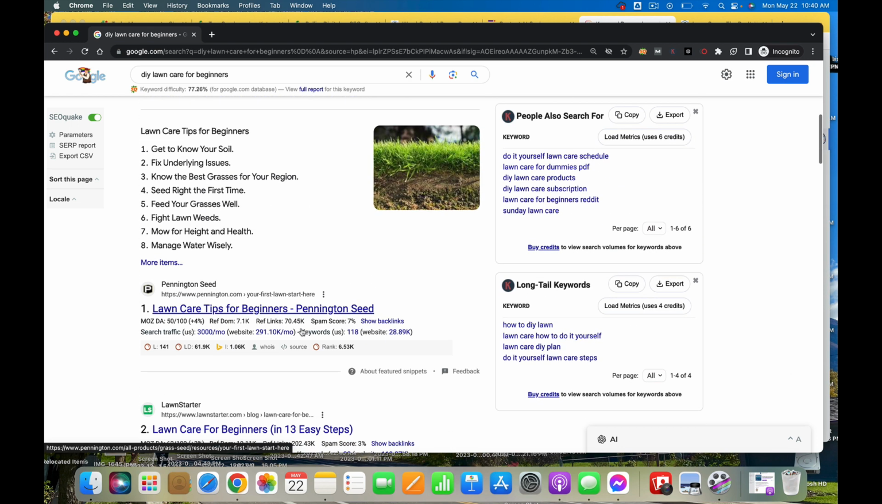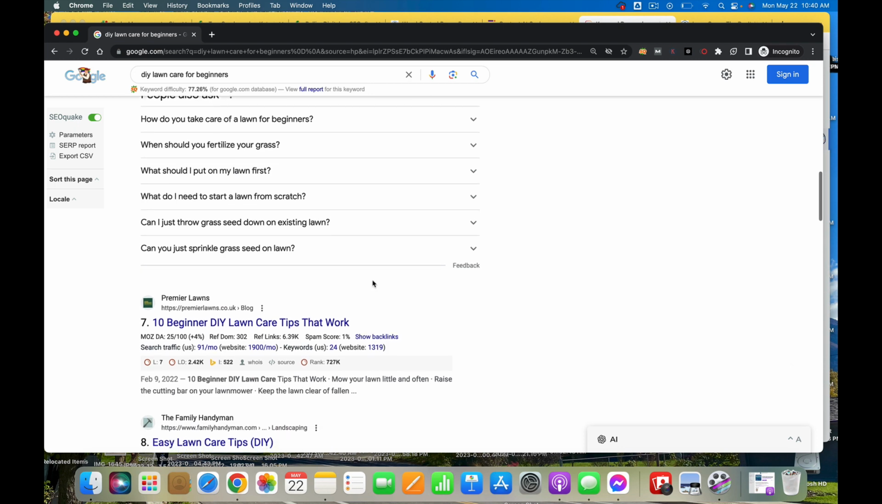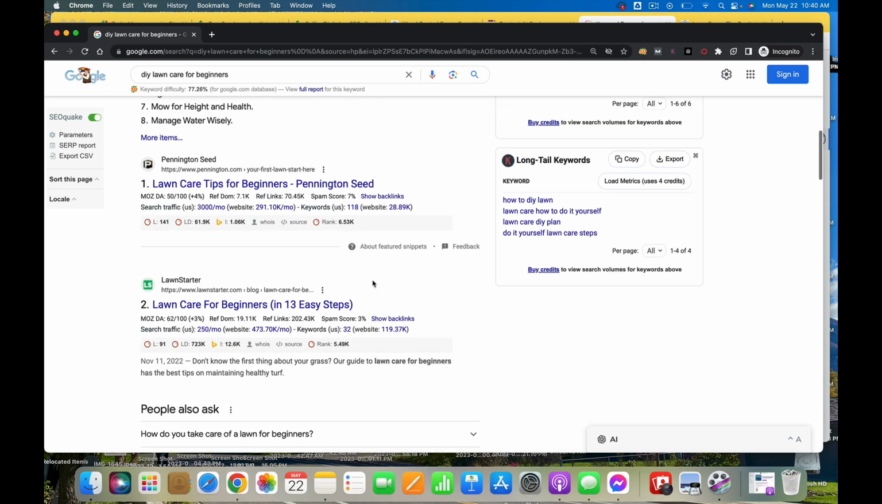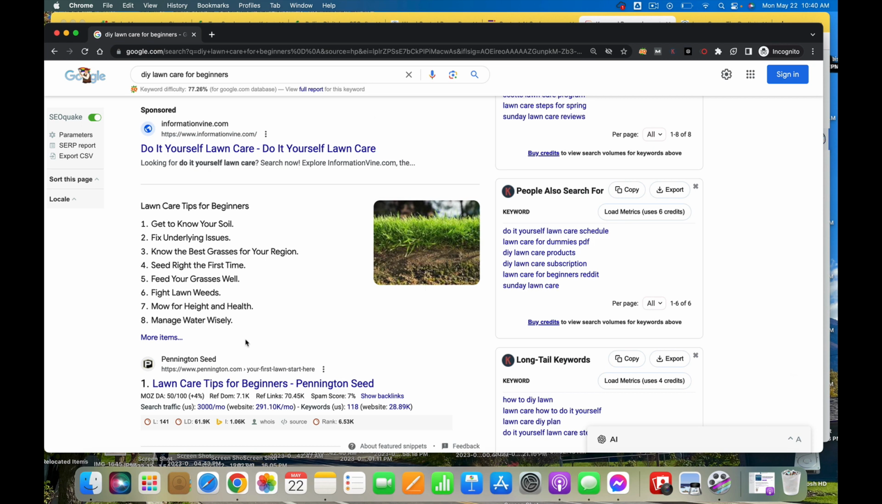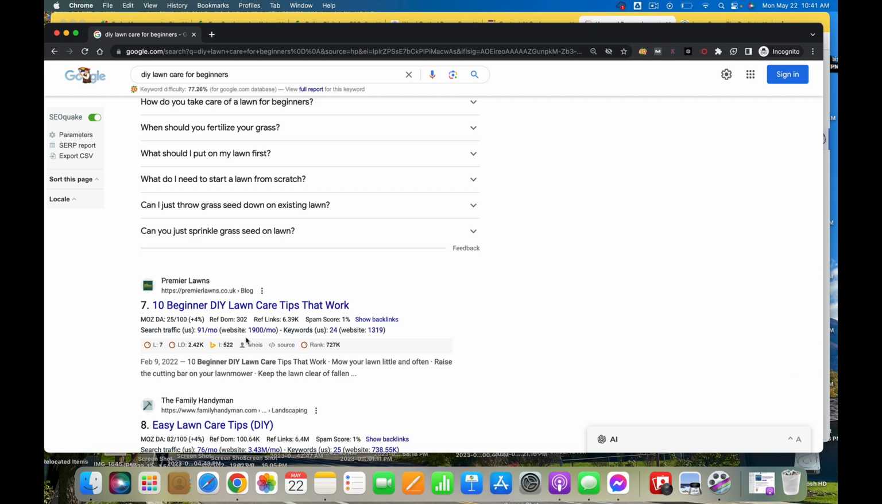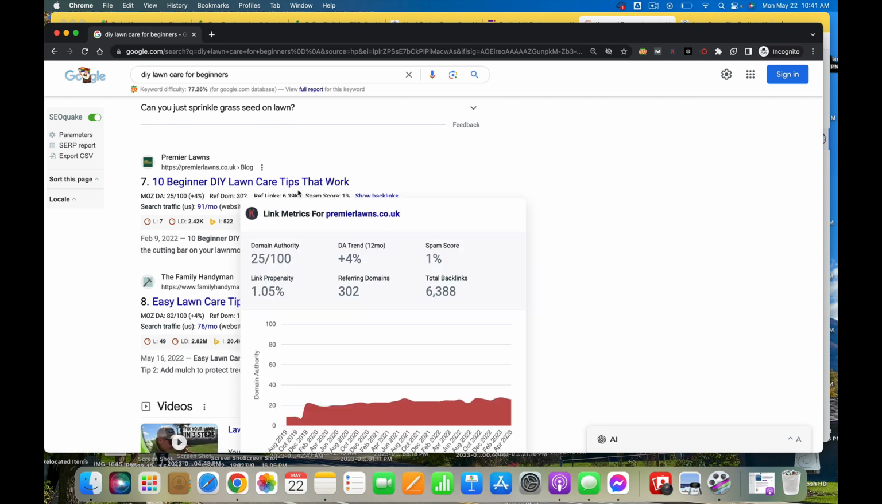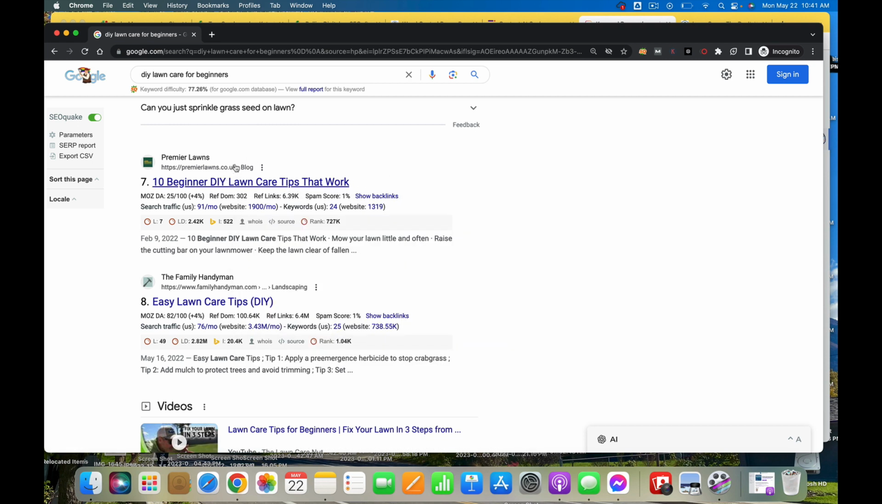So this guy here, Pennington Seed, is the toughest one to beat. So what we want to do is take a look at the rest of the page, because we don't necessarily have to get this to get clicks. On page 1, we definitely want to be somewhere between 1 and 10. This one says 10 beginner DIY lawn care tips that work. Good, but it's in the UK, so someone in America buying the subscription may not be interested in the one in the UK. But this is a very good title for an article.